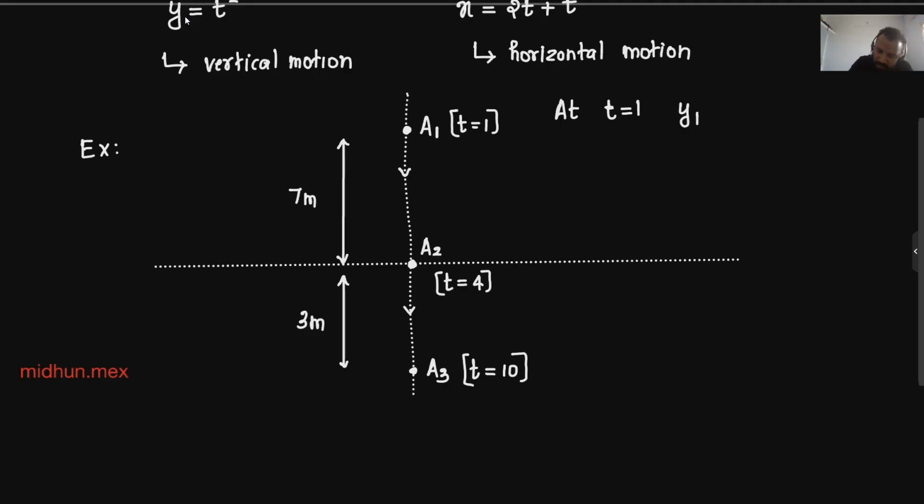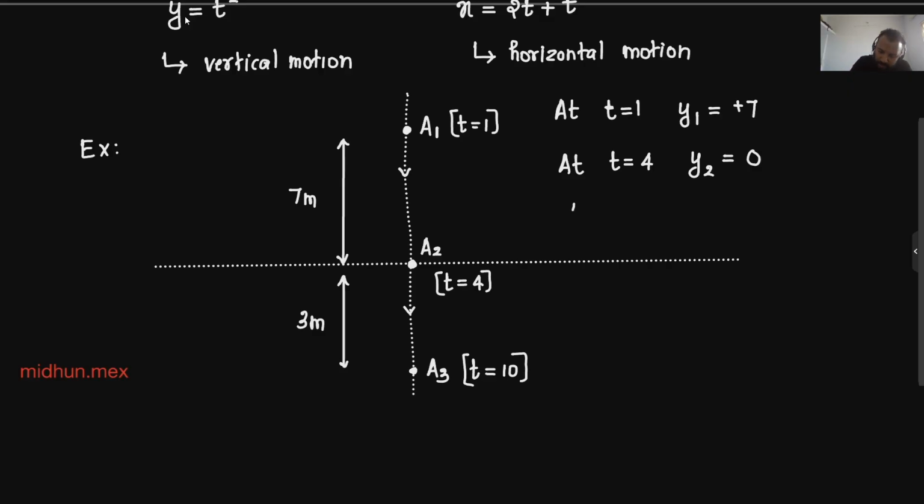So this y, you know the coordinate. It will be plus 7 meters, that will be the coordinate. Now at time equal to 4, you tell me now itself. At time equal to 4, what is the position? Y only, because it is still vertical motion. The body reached A2. A2 is origin. At origin, what is your position? 0. Coordinate only you are writing.